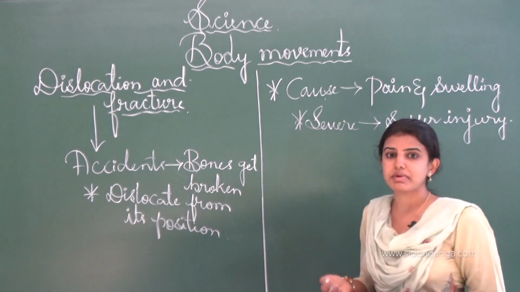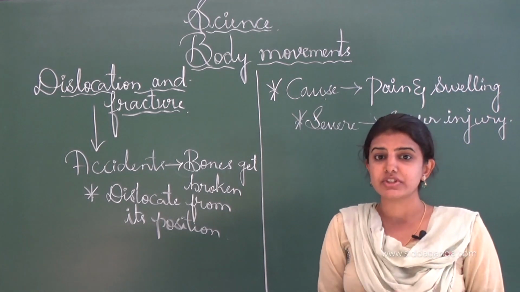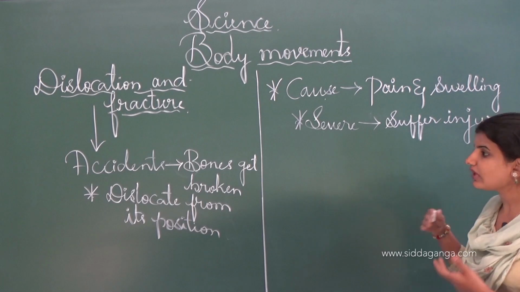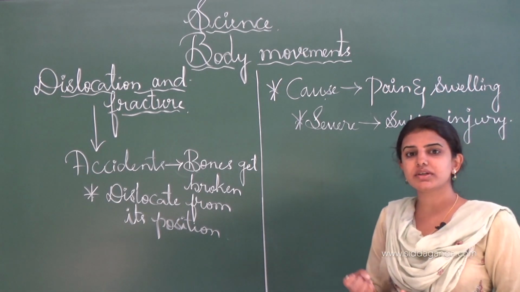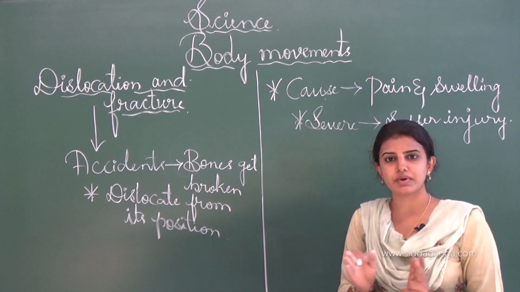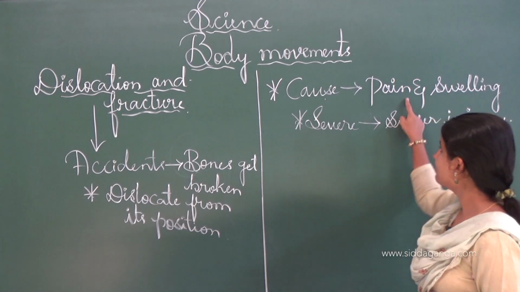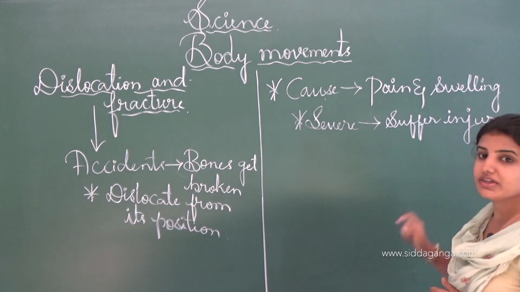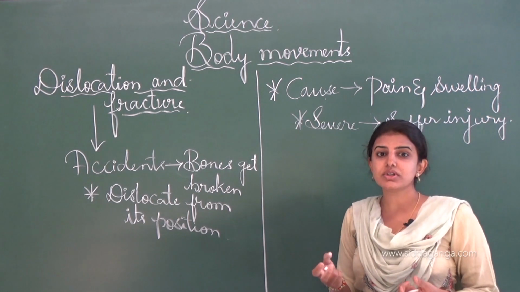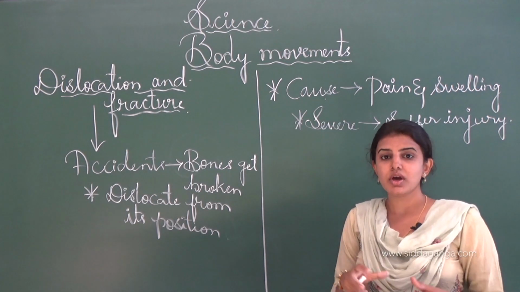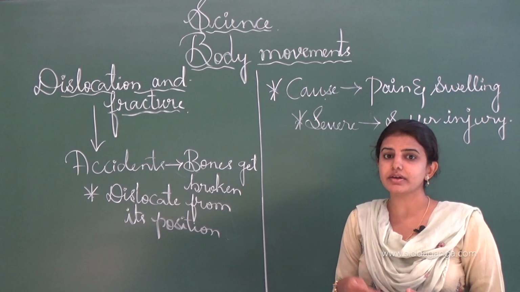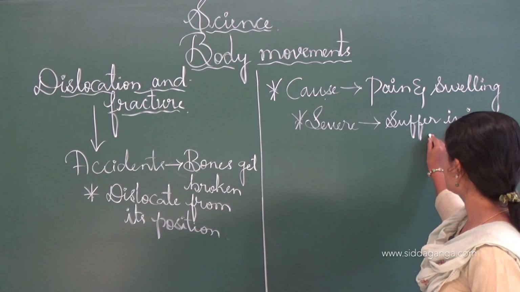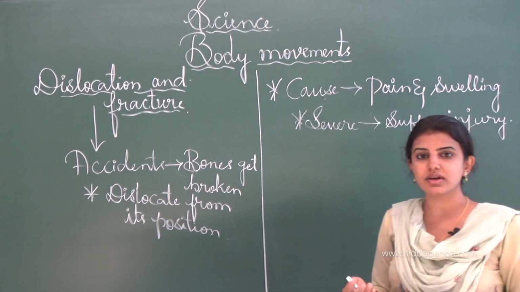Due to the ligaments which join the bone getting torn away, this is how due to accidents bones sometimes fracture or dislocate from their position, which may cause pain as well as swelling. And in severe conditions, we suffer injury because the ligaments joining the bone are torn away, with damage to the body parts, and thereby injury and swelling take place.